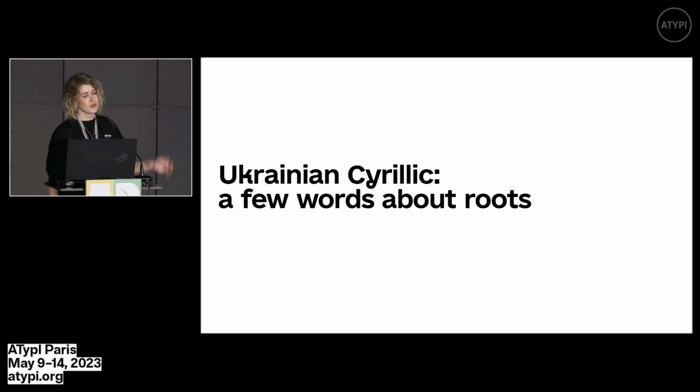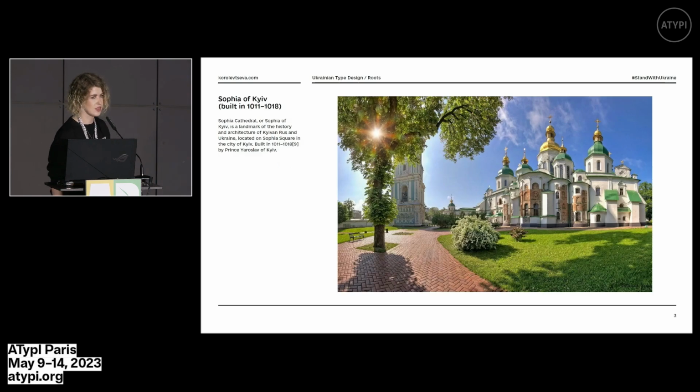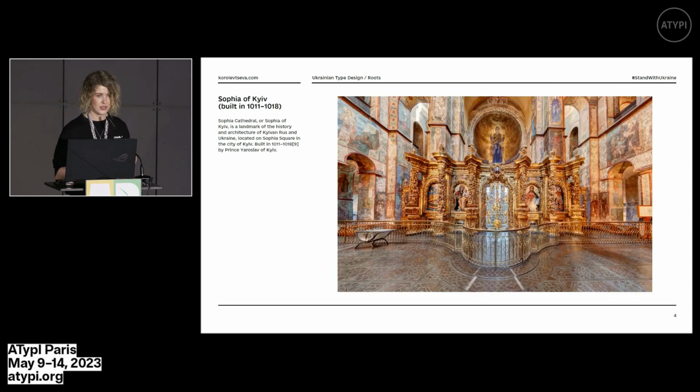A few words about Ukrainian Cyrillic, about our roots. I will show just a few points because I can't tell you the whole history. So this is Sophia Cathedral in Kiev. It's a landmark of our history and architecture of Kievan Rus, and it was built in 1011-18. You can see that it's very beautiful, it's impressive.